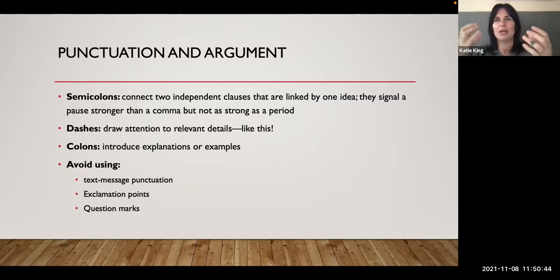In other words, they separate two independent clauses. And you might say, well, what's an independent clause? An independent clause is a clause that can stand on its own. Well, what's a clause? An independent clause is essentially a sentence. It's got a subject and a verb. So an independent clause could be he runs, he being the subject, runs being the verb and the whole predicate.